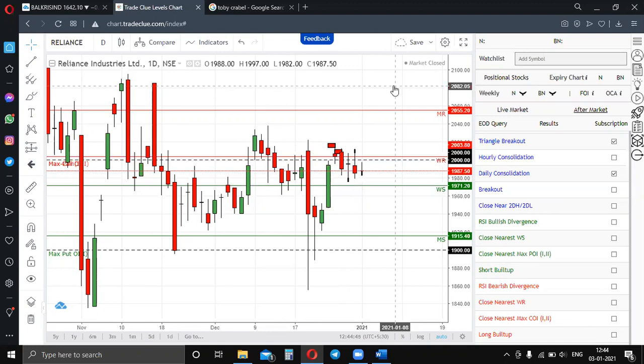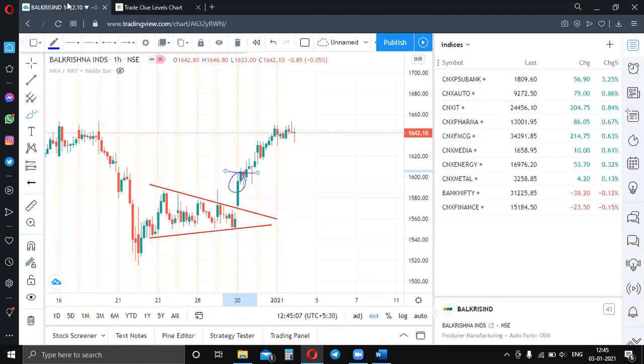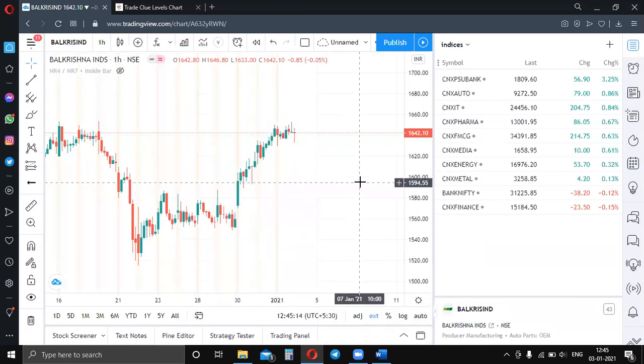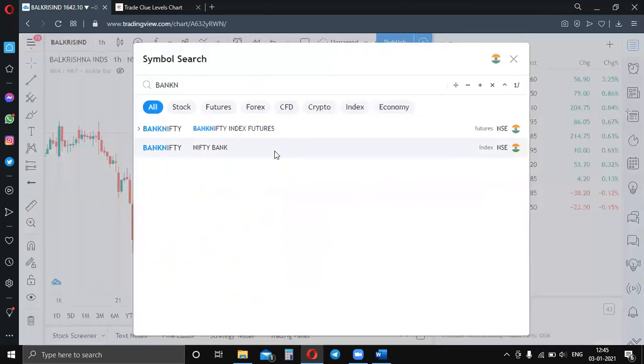Yeah. Welcome. So, any other doubts? Okay. Now let's check the Nifty and Bank Nifty. When I consider Nifty or Bank Nifty to trade, particularly Bank Nifty, I go for the major stocks.